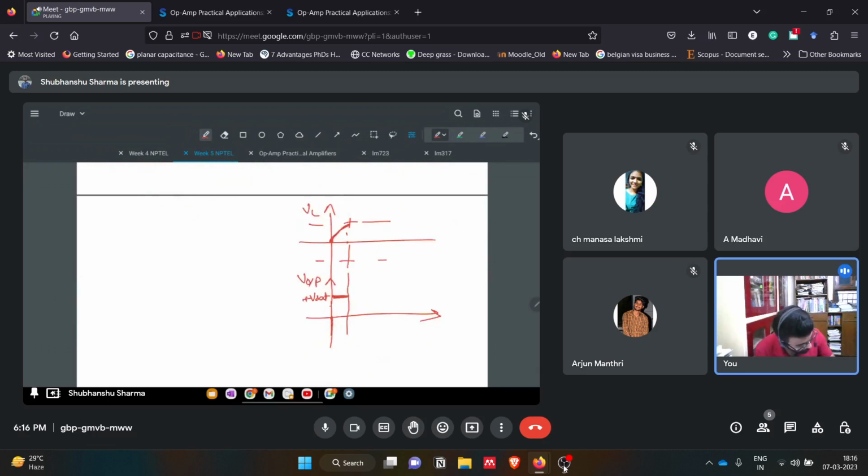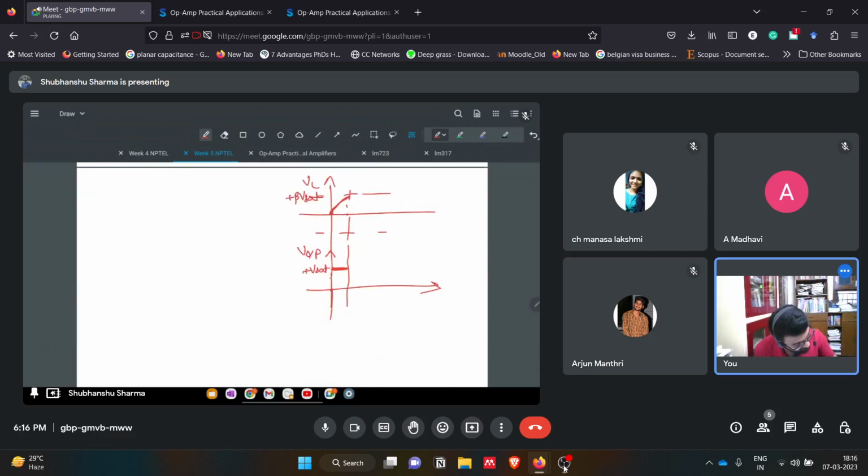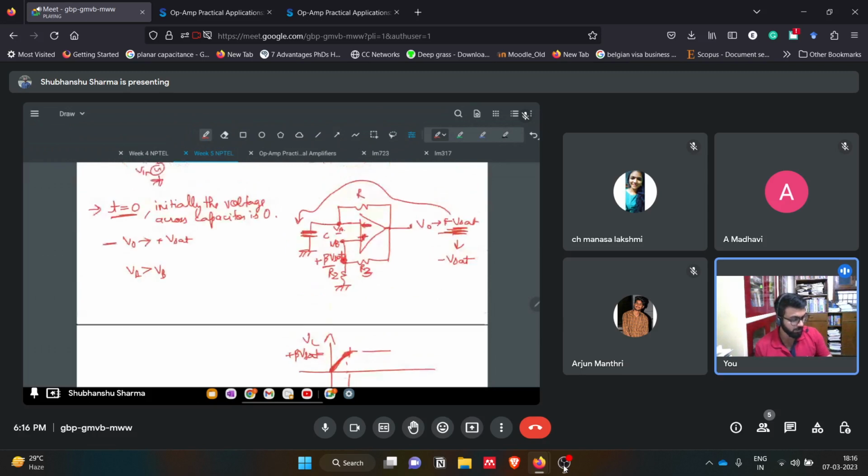Since the output of the op amp was plus Vsat, once the capacitor charges to plus beta Vsat, the output of the op amp will change its direction and become minus Vsat. Once it becomes minus Vsat, this voltage, instead of beta Vsat, will become minus beta Vsat. That is one thing.